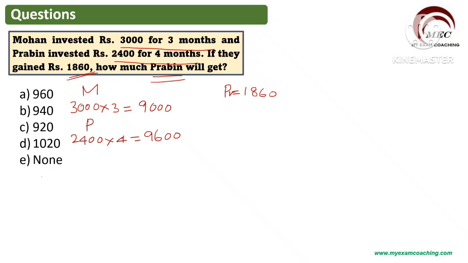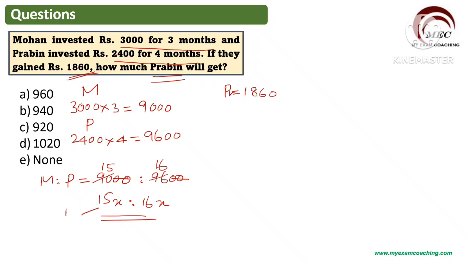Now here you can see M is to P, Mohan is to Prabin. It is 9,000 rupees invested by Mohan and 9,600 rupees invested by Prabin. You can cut these zeros, and when you simplify with 6, 6 will go 15 times, and 6 will go 16 times. So we got the ratio 15x is to 16x. Now Mohan will get 15x and Prabin will get 16x. So total how many x? 15x plus 16x, total it will be 31x.